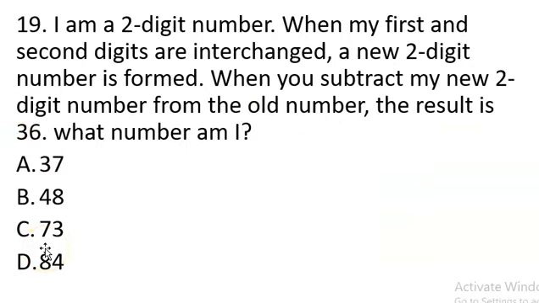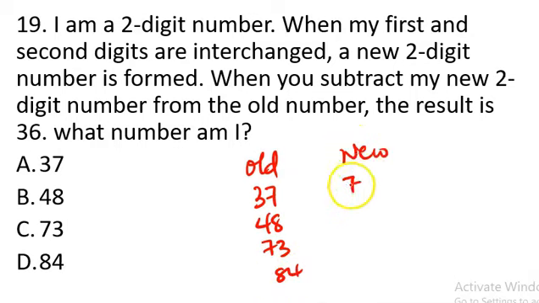So question number 19. I am a 2-digit number. When my first and second digits are interchanged, the new digit number is 4. When you subtract my new digit from the old number, the result is 36. What number am I? Okay, to do this one, let's write the old digit. So here, the old is 37, 48, 73, 84. For the new one, change them.